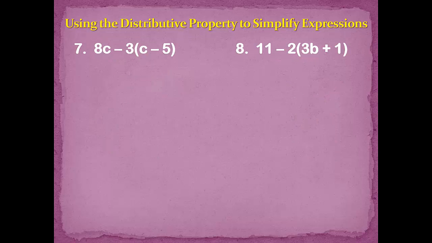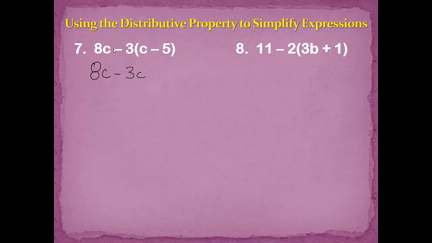We're going to continue using the distributive property to simplify a couple more expressions. So for number 7, I have 8c minus 3 times the quantity c minus 5. On this problem, we have a minus sign in front of our 3, which we can also think of as being a negative in front of the 3. So when we distribute this, we're going to distribute minus 3 or negative 3. So we have 8c, and then if I have negative 3 times c, that's minus 3c.